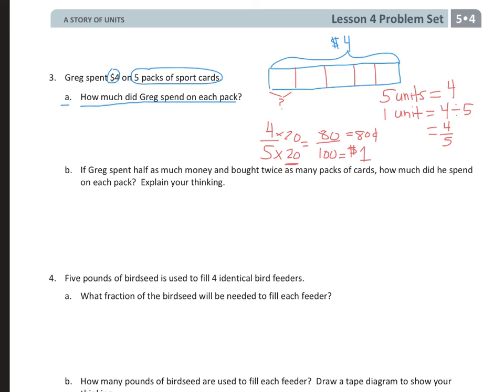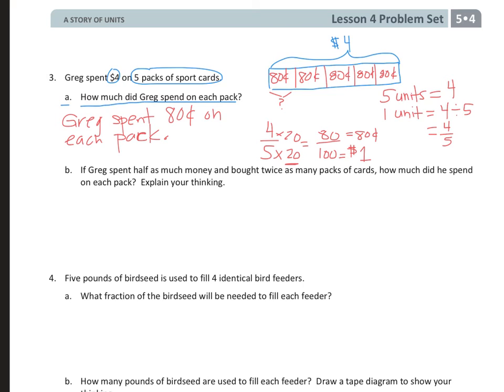So that means each box, each pack, is going to be 80 cents. And if we add up all of these 80 cents, 80 plus 80 plus 80, 5 times, we would get $4. So now we can write: Greg spent 80 cents on each pack. Finish it off with a period for your sentence.